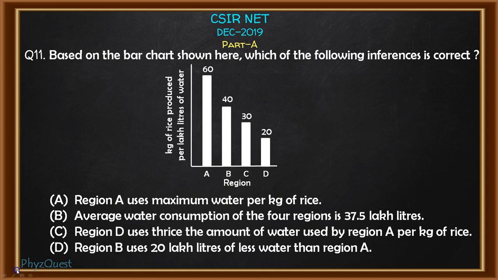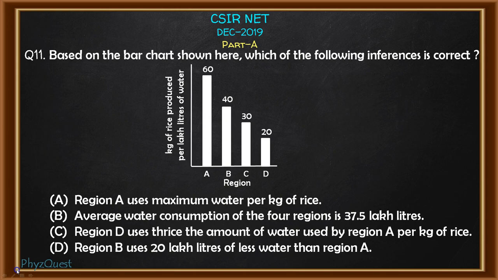So in question number 11 we are given a bar diagram. The bar diagram actually shows different regions and the production of rice per lakh liter of water. So there are 4 inferences given and we need to find out which of the inferences is correct. So let's move ahead with the solution.